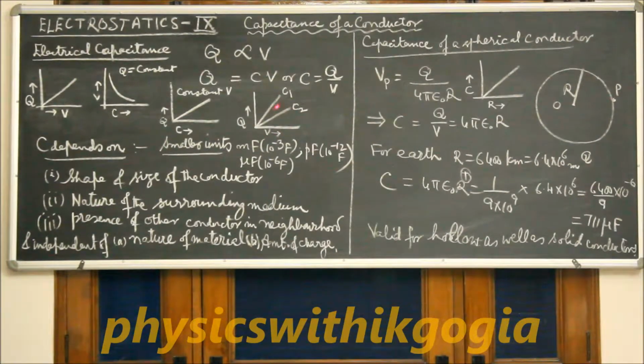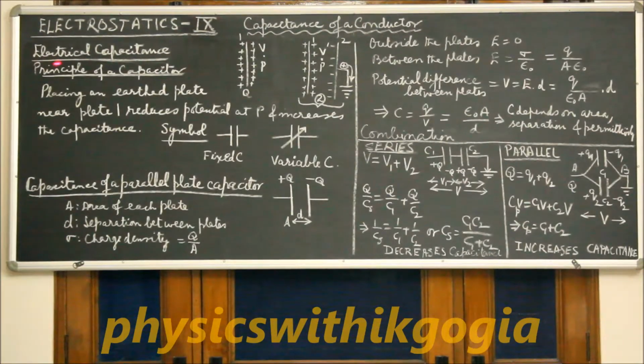And if you have the Q versus V graph for two capacitors, C1 and C2, where C1 is the capacitance of the first capacitor and C2 that of the second, then C1 will have a higher value of capacitance because of the larger slope. If it is a V versus Q graph, V in this direction, then the result will be reversed. That is, in that case, C2 will have a higher value of capacitance. Similarly here, the capacitance of a spherical conductor plotted versus radius will give you a straight line graph.